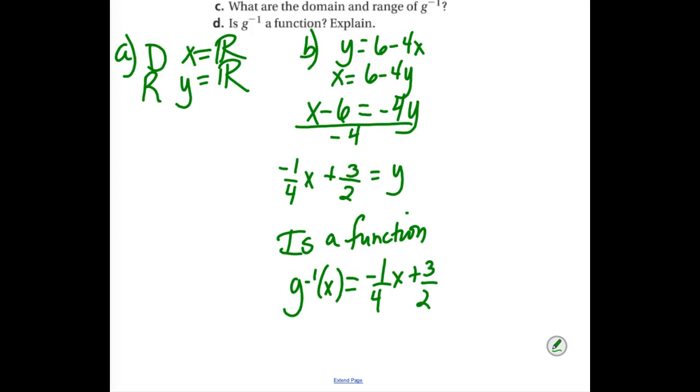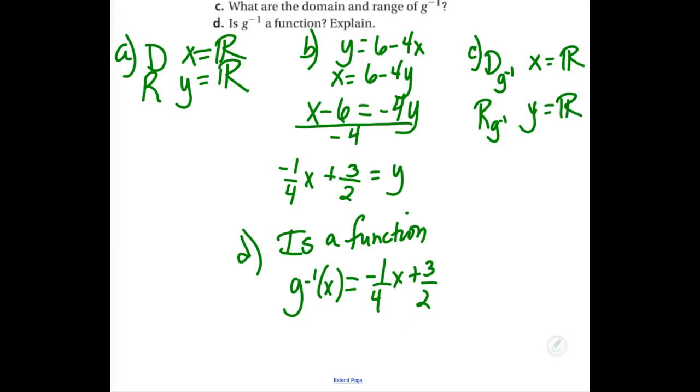What would the domain and range be for my inverse? Still all reals, right? They were both all reals to start with, so flipping them doesn't change that. Okay? Questions so far?